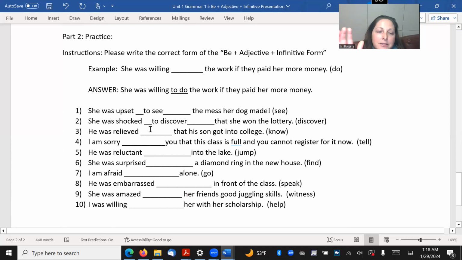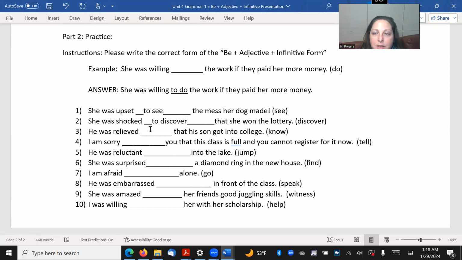So please pause the video and fill the rest out. I recommend that you look up some of those adjectives if you don't understand, just so you can get more vocabulary. Please finish numbers 3 through 10. When you're finished, come back and we'll go over the answers so you can compare and review your progress and how you did. Please pause the video and come back when you're finished.